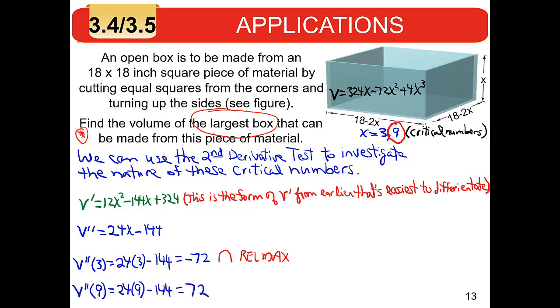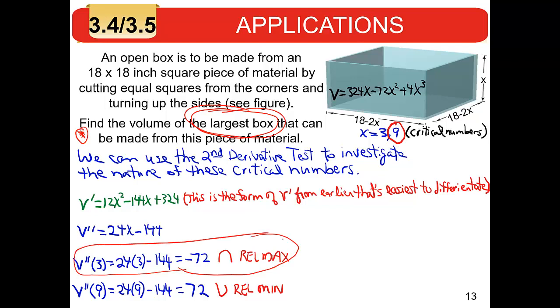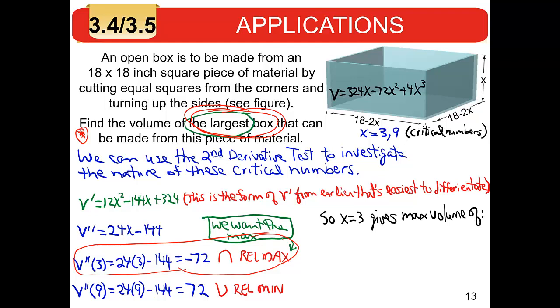So I'm going to check that 9 and see. If I plug 9 in, I get positive 72. Well, that's a concave up region, which is a minimum. So that's not the one I'm interested in. I want the largest box. That's the max. So I want the max one. The max one's the one I'm interested in. So now I know x equals 3 gives us the max volume.